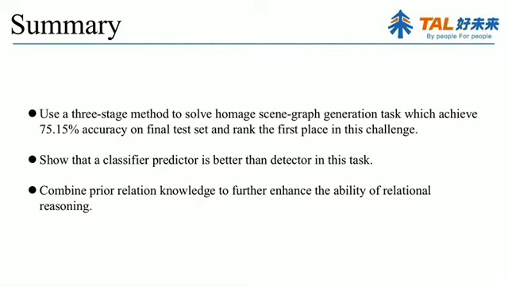To summarize, we use a 3-stage method to solve the HOMAGE scene graph generation task, which achieves 75.15% on the final test site and ranks first place in this challenge. We show that a classifier predictor is better than a detector in this task. And we combine prior relation knowledge to further enhance the ability of relational reasoning.